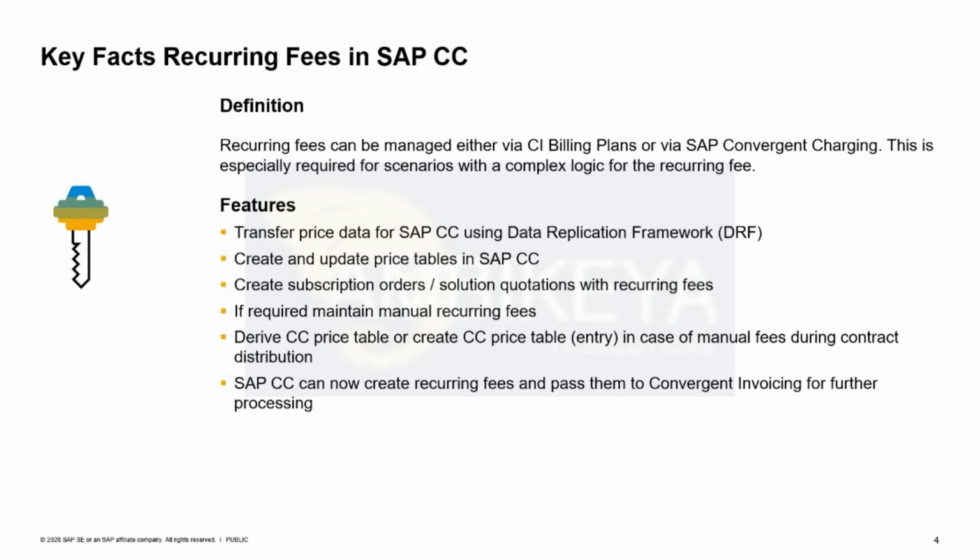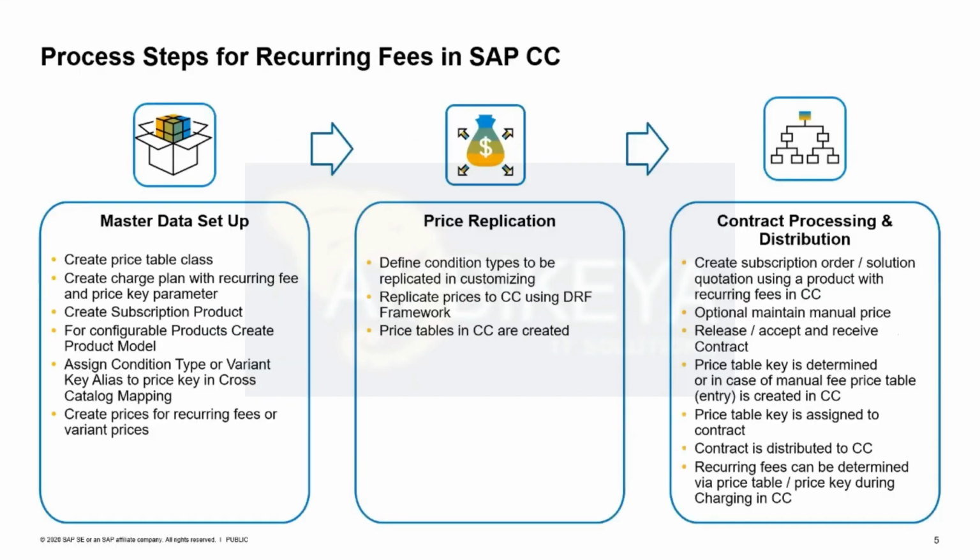Reminder algorithm is something which we implemented. So we create a price table, CC price table, and create entries in that. Okay. So then with all these features, now it is possible to support that CC trigger a recurring fee based on a scenario.